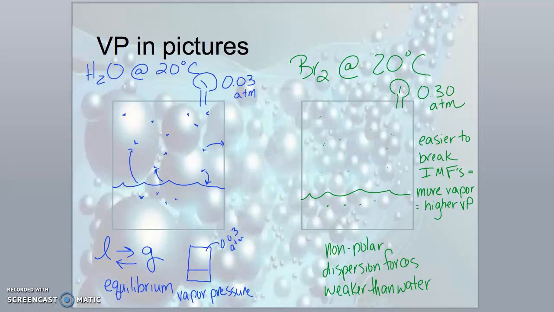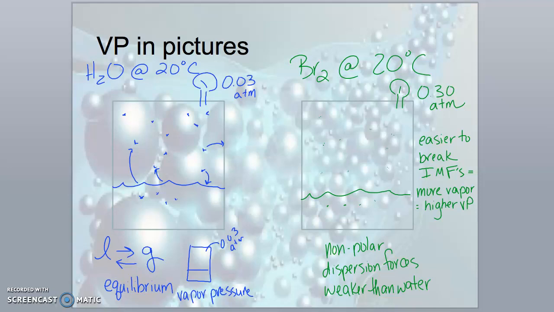Now, bromine, Br2, a nonpolar molecule, at the same temperature would have a higher vapor pressure because the intermolecular forces are not as strong. All we have with the bromine are the dispersion forces. So there are going to be a lot more molecules of bromine that can escape into the vapor phase. So we have the vapor pressure here at 0.30 atmospheres, and I'm not certain that these are accurate, but we're just trying to show that water, with its polar molecule and hydrogen bonding, would have a much lower vapor pressure than something that was nonpolar.